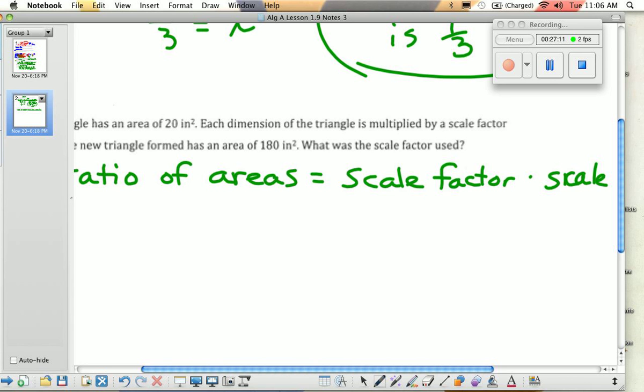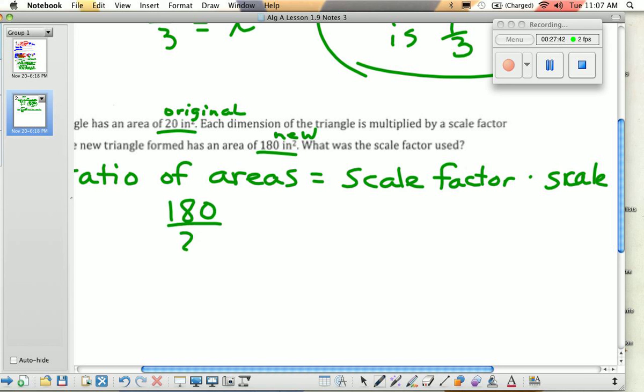Okay, well, the ratio of the areas. Do we happen to know the areas? Yes. What are they? 20 and 180. So which is this one? This is the original or the new? That's the old, the original. Yep. So there's our original or old one, and our new one is 180. So how are we going to set up our ratio?